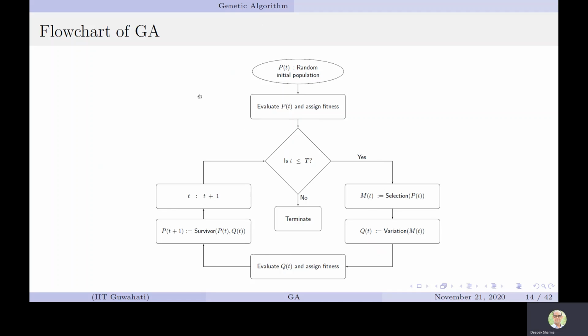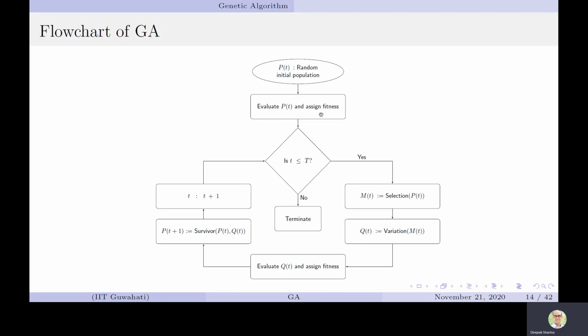So let us understand the flow chart of GA. Here we start with the random initial population. Population means it consists of multiple solutions. Then we evaluate the population and assign a fitness.